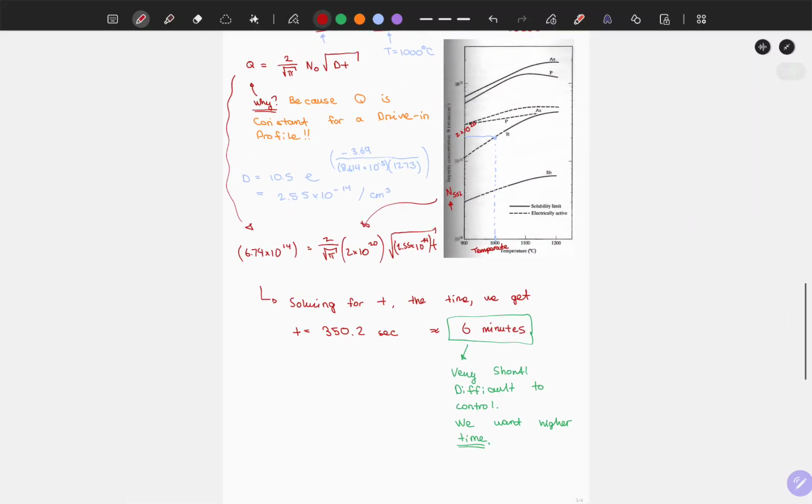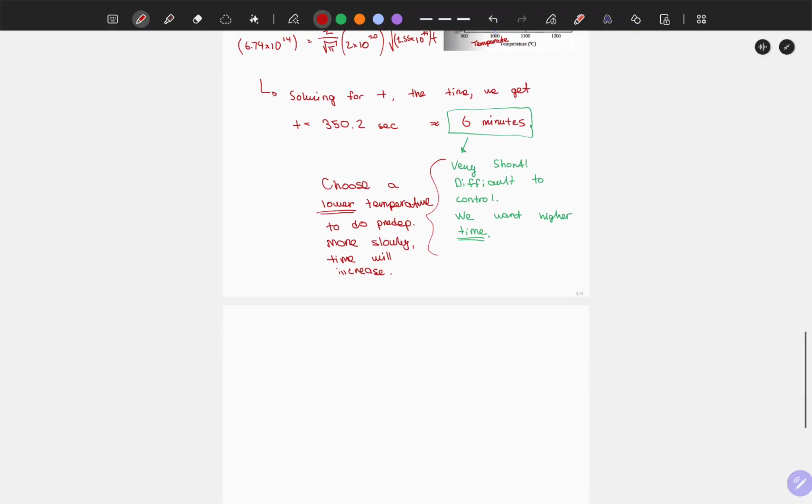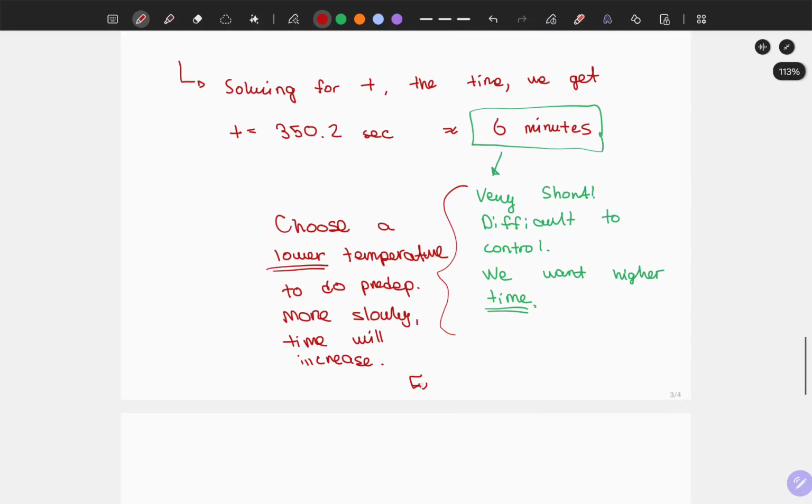Well, you would choose a lower temperature to do diffusion, or in this case pre-deposition, more slowly. Time will increase. So for example, you could choose 900 degrees Celsius or even 800 degrees Celsius, though 900 should be plenty adequate.